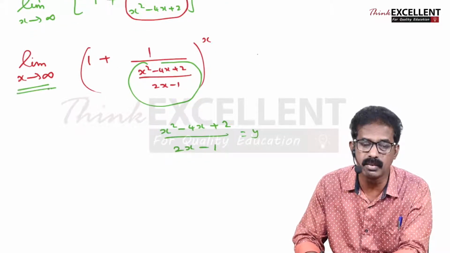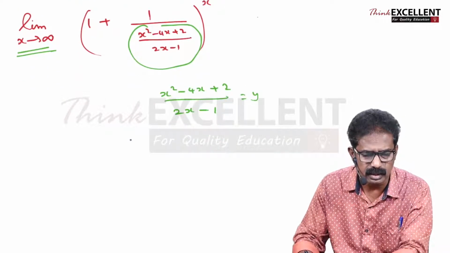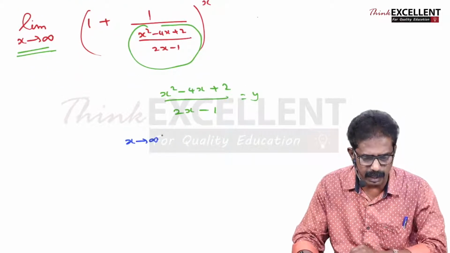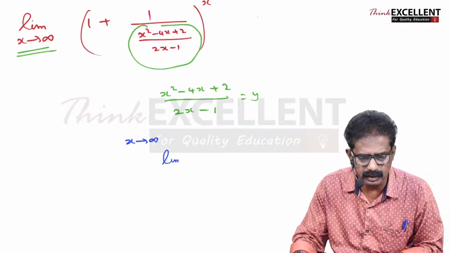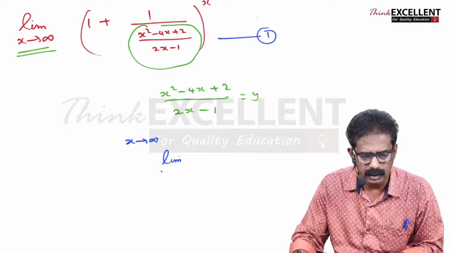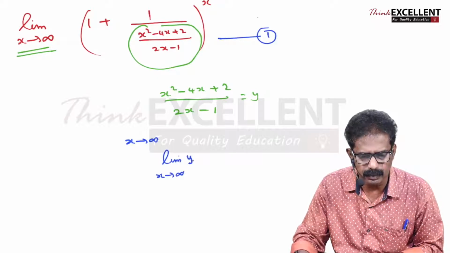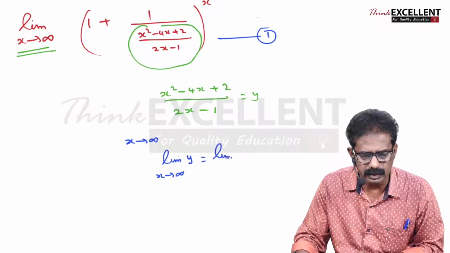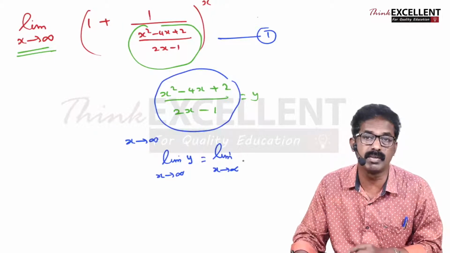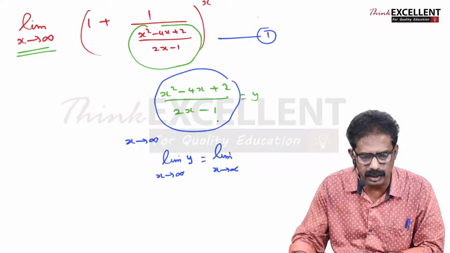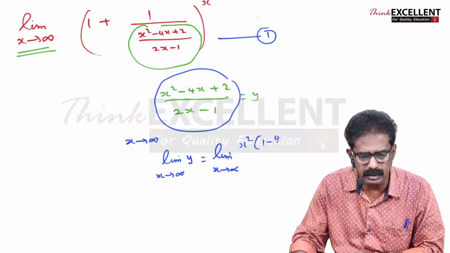Then I want y tends to infinity, but here x tends to infinity. Let us see, suppose x tends to infinity, what happens to y? Limit x tends to infinity of y is the limit x tends to infinity of this function. Whenever limit x tends to infinity comes, you take the highest power outside, right? Numerator you take x square outside: 1 minus 4 by x plus 2 by x square. Denominator you take x outside: 2 minus 1 by x.